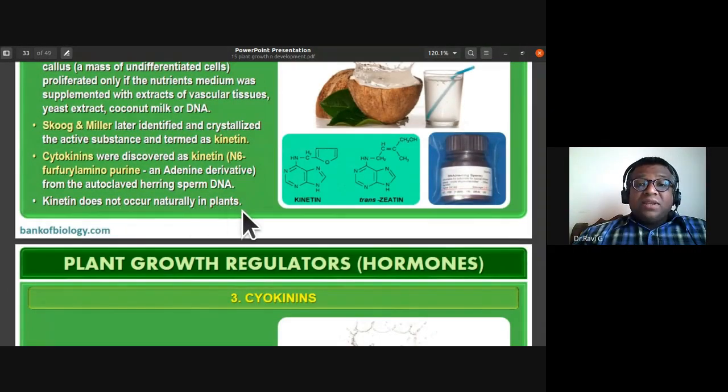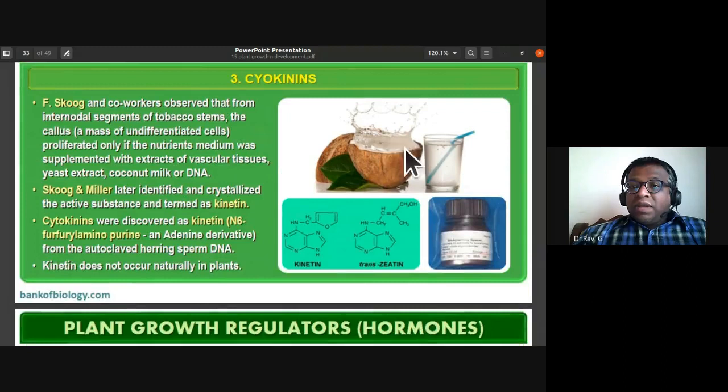Kinetin does not occur naturally in plants. So that is also one of the points that you have to remember. The tender coconut water or coconut milk consists of this kinetin-like substance. Kinetin was for the first time extracted, as an adenine derivative, from the autoclaved herring sperm DNA. Chemically, kinetin is N6 furfuryl aminopurine. I have already told you it is a derivative of the nitrogenous base adenine.